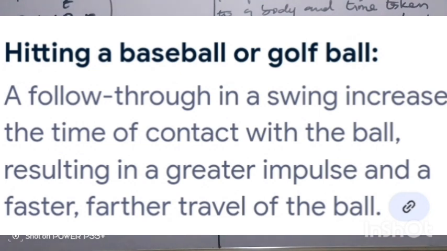Then the next one on the screen is hitting a baseball or a golf ball. When this is being played, the player will first stretch his hand back. That is what is meant by a follow-through in a swing, which increases the time of contact. And when this increases the time of contact, the ball will receive a greater impulse and move faster and travel further.